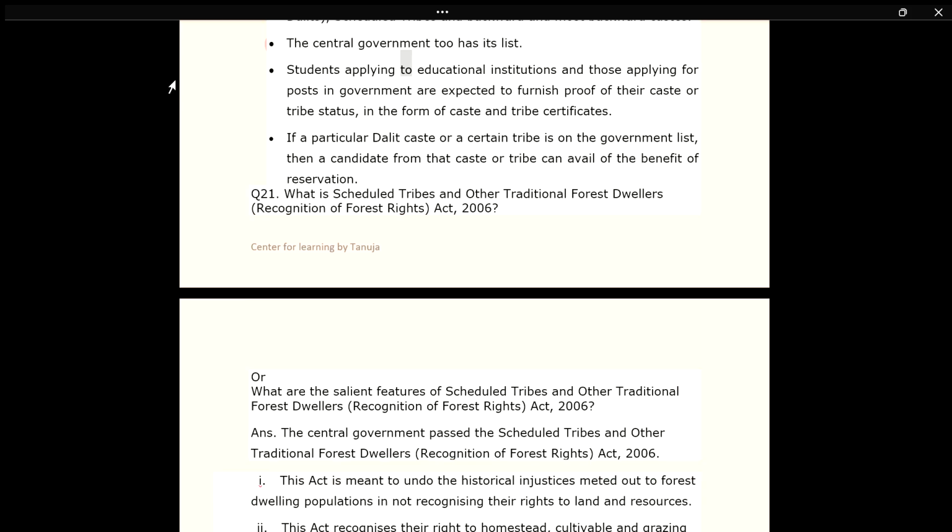Students applying to educational institutions and those applying for posts in government are expected to furnish proof of their caste or tribe status, in the form of caste and tribe certificates. If a particular Dalit caste or a certain tribe is on the government list, then a candidate from that caste or tribe can avail of the benefit of reservation.